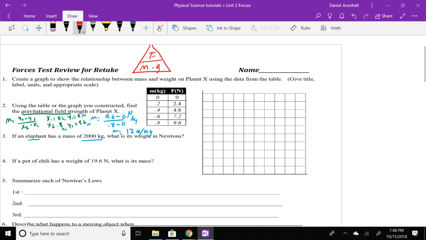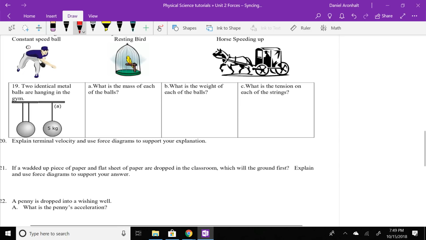So if an elephant has a mass of 2,000 kilograms, that's when you're given variables, and it's asking what is the weight in newtons? Seemingly, we would write this problem as: on planet X, if an elephant has a mass of 2,000 kilograms, what is its weight in newtons? And you're supposed to understand and comprehend that it is already giving you the gravity. So let's look at the things that are given to you.